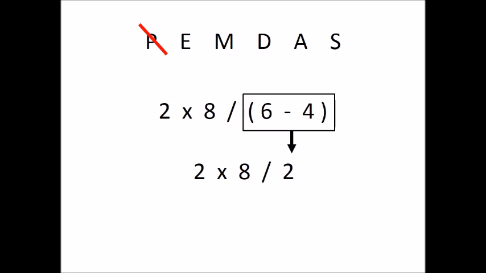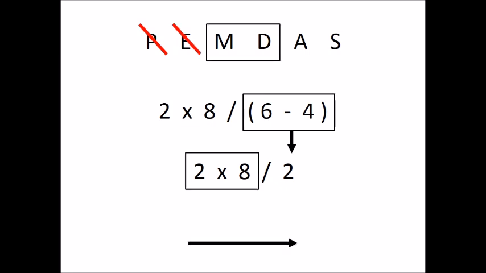We have some multiplication and division. We don't have any exponents, so let's cross it out. Multiplication and division is from left to right. You've got some right there. 2 times 8 is 16. Now we still have more, because we have multiplication and division. So that's all that's left. 16 divided by 2 is 8. That's our answer. We're good to go with that one.